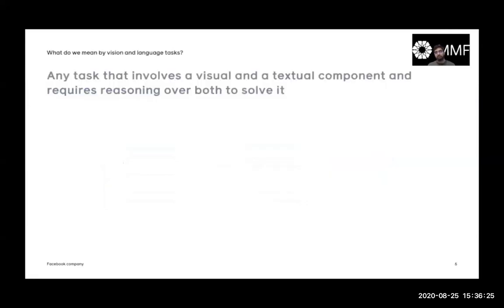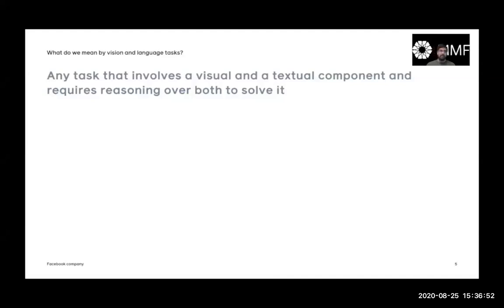MMF has a vibrant community on GitHub, and we welcome you to contribute or have a look at MMF on GitHub. So let's talk about what we mean by a vision and language task in the context of MMF. A simple definition is any task that involves a visual and a textual component and requires reasoning over both to solve it. These tasks can't be solved by vision alone or by text alone. You need both of them to answer them.